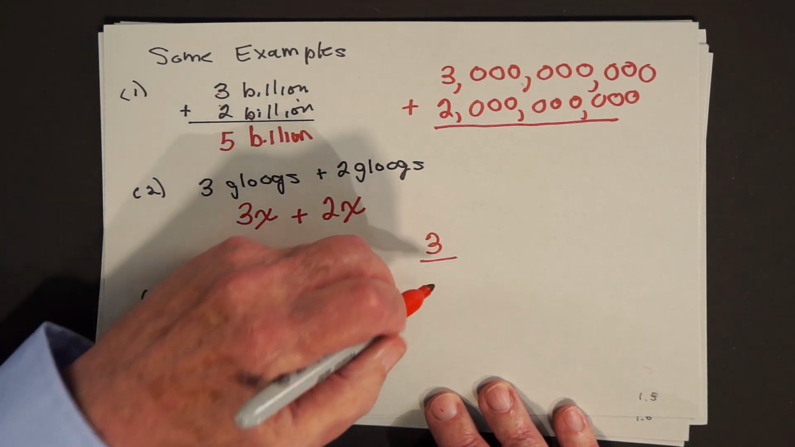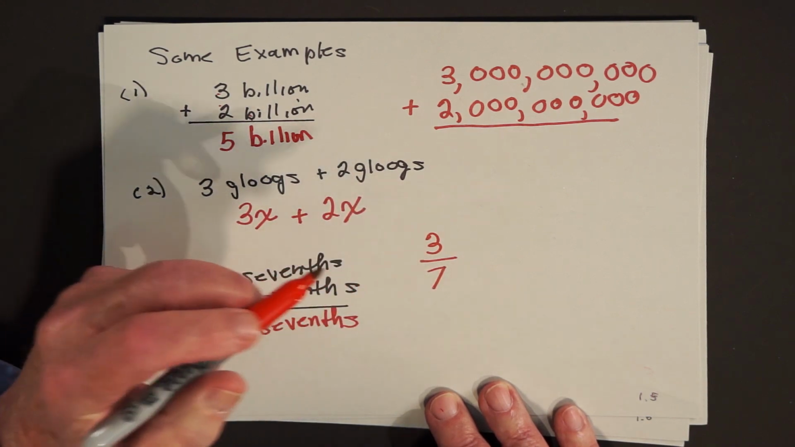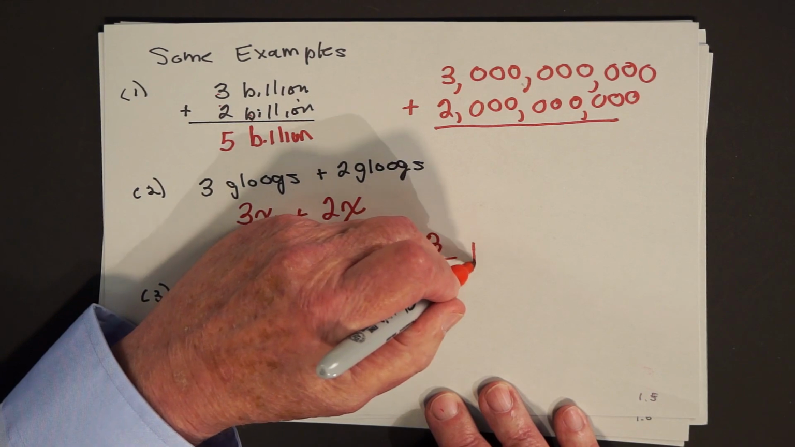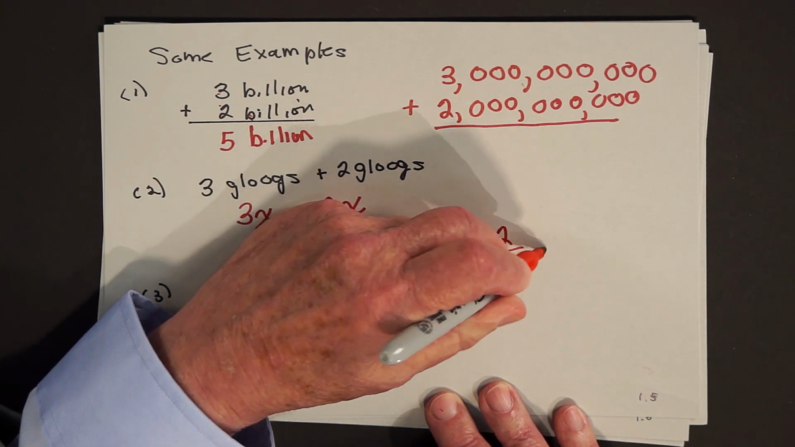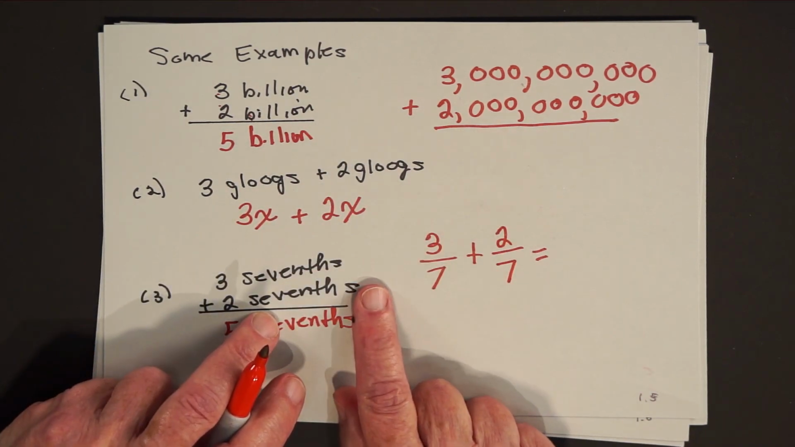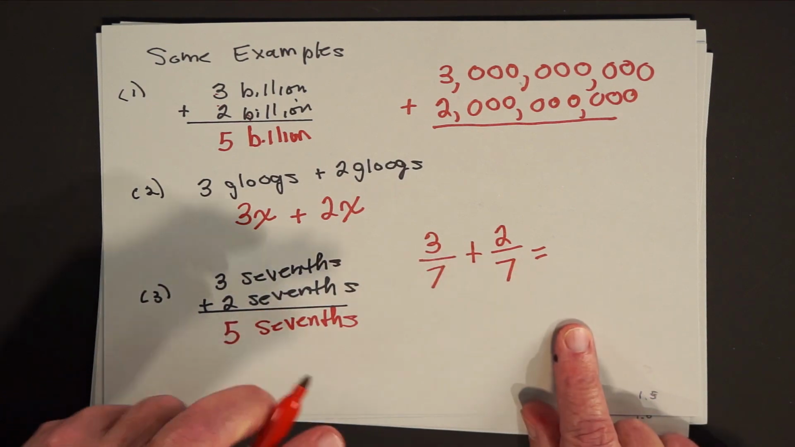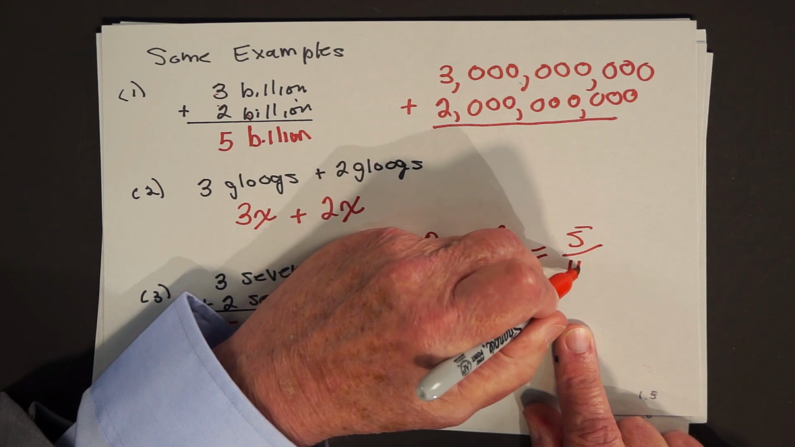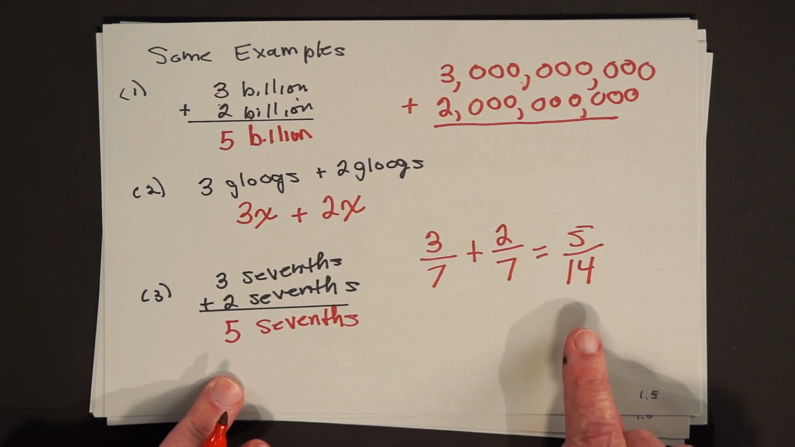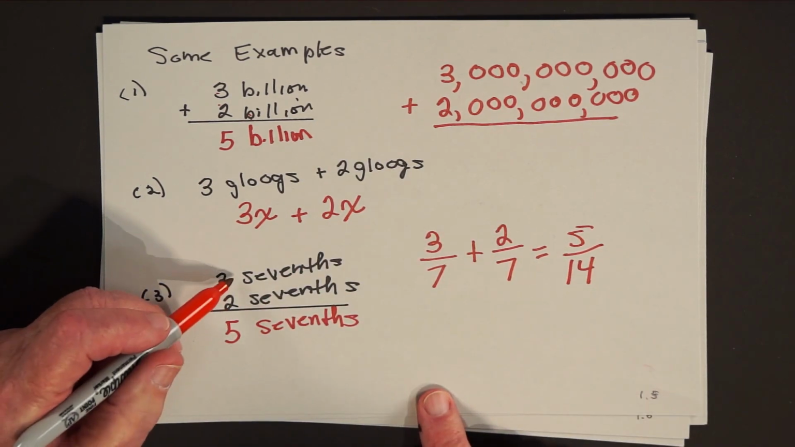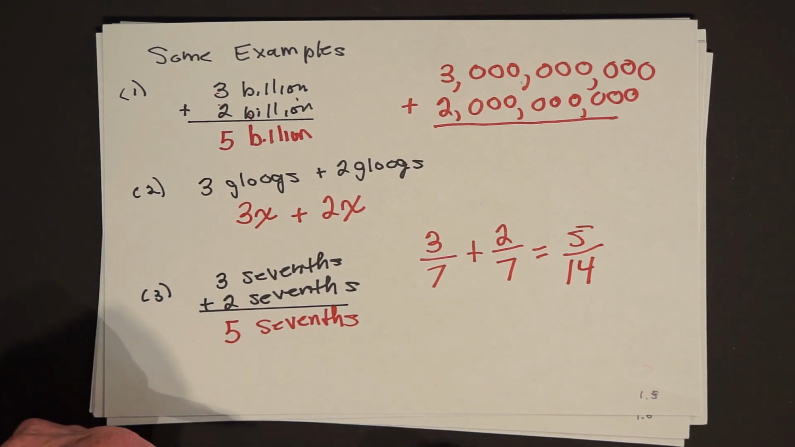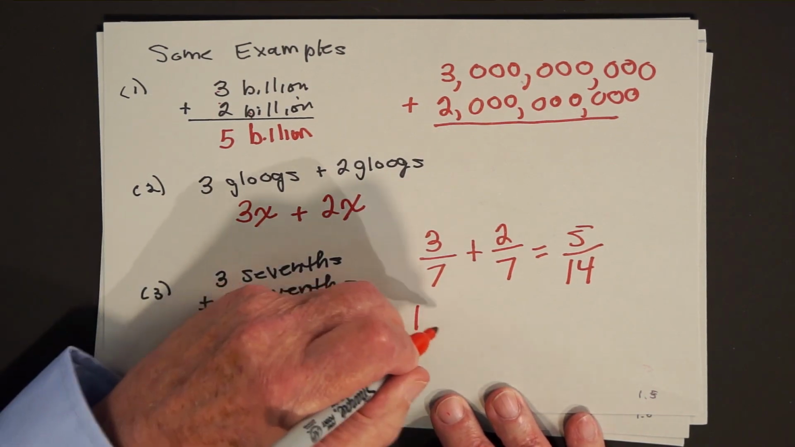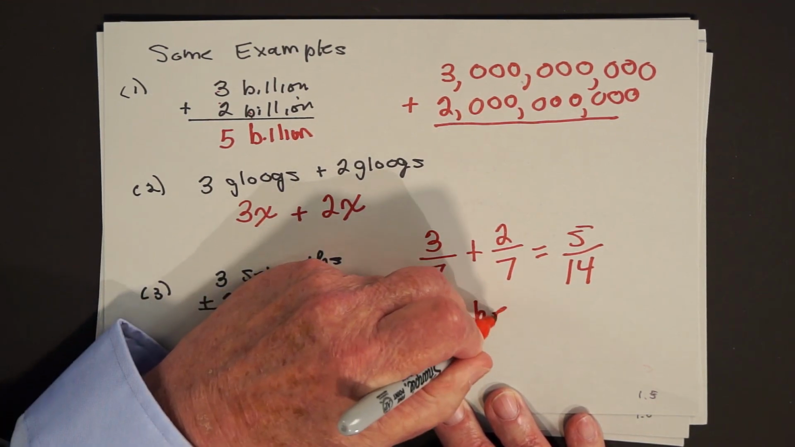Denominator sounds like denomination, the size. 3 of what it takes 7 of to make the whole thing. So 3 sevenths looks like this. 2 sevenths looks like this. How many students look at this and say, oh, I'll add the 3 and the 2 and the 7 and the 7? And they put down 5/14, even though if they understood the language, they would know that the answer is 5 sevenths.